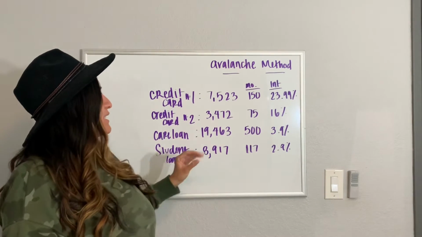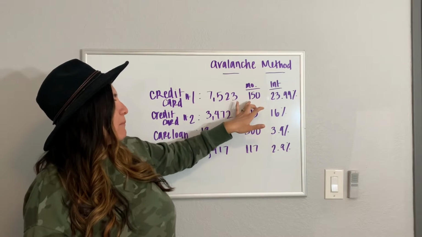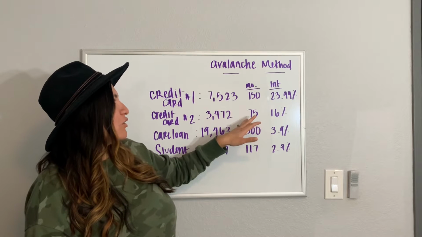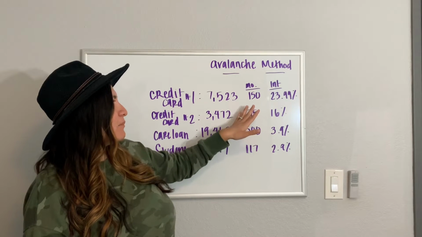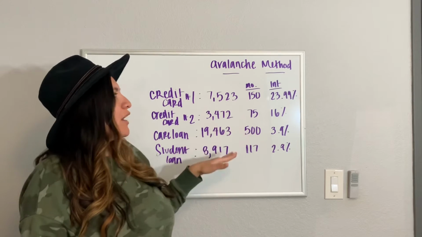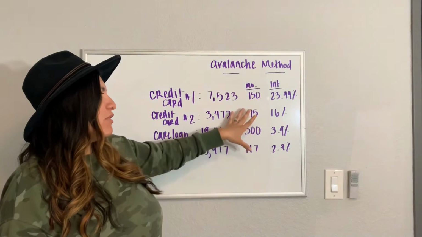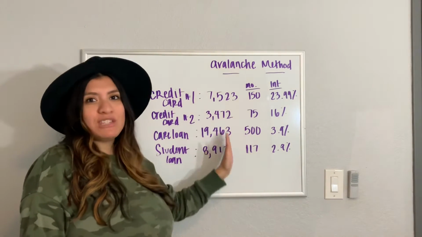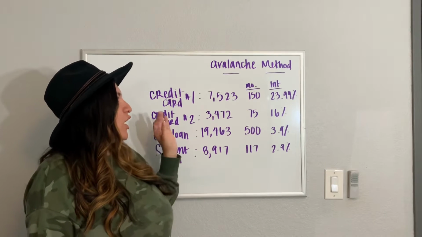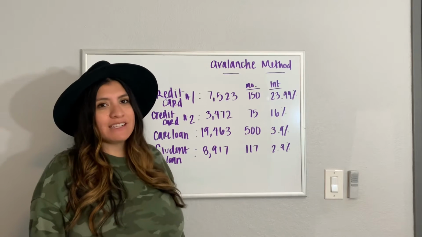And then what happens is once you knock out this one, that $150 minimum payment is now going to go towards this one. So then your next minimum payment is going to be $225. While you're paying off credit card number 1, make sure to keep these minimum payments up to date. That is very important.